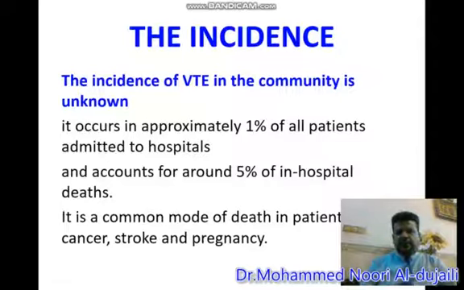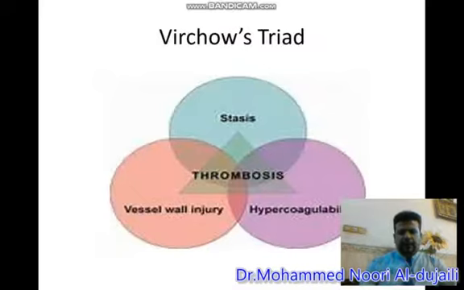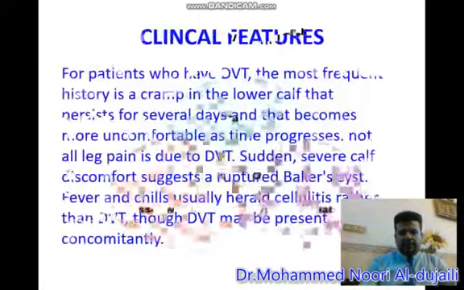and it accounts for around 5% of all in-hospital deaths, and it is the common mode of death in patients with cancer, stroke, and pregnancy. We must remember the Virchow triad, which is important in the development of thrombosis, as it consists of stasis, hypercoagulability, and vessel wall injury.